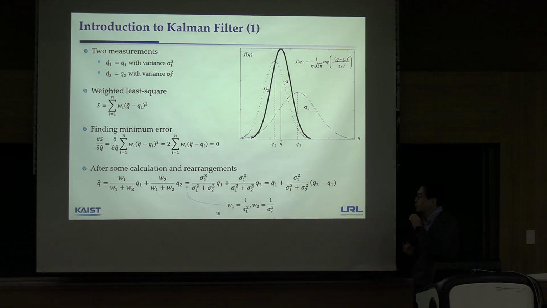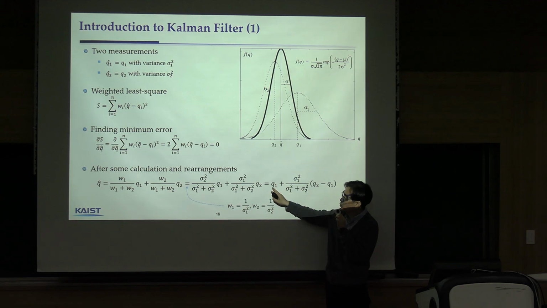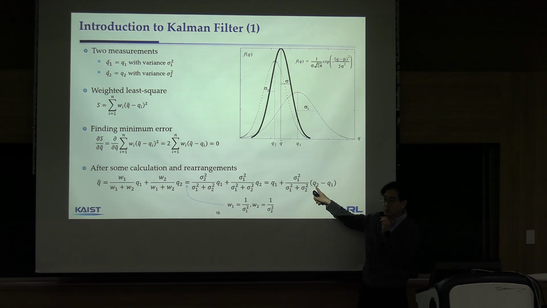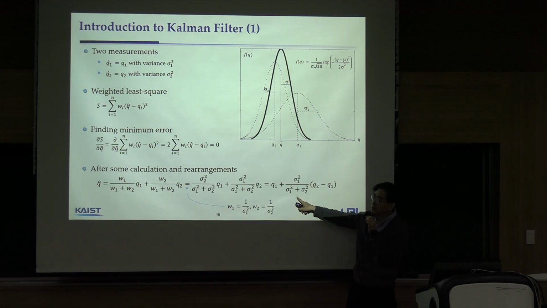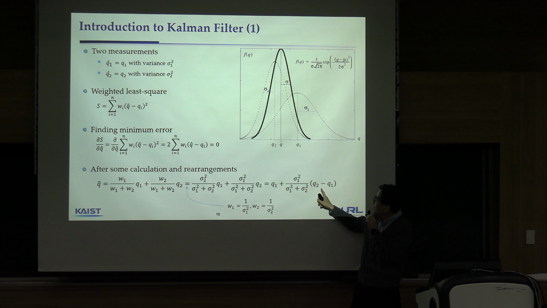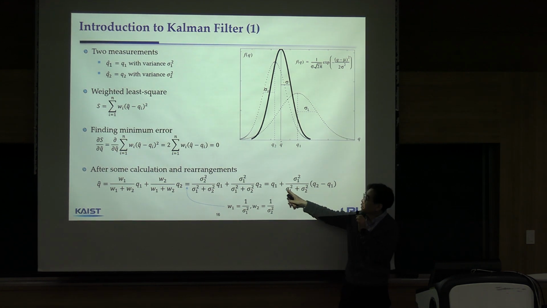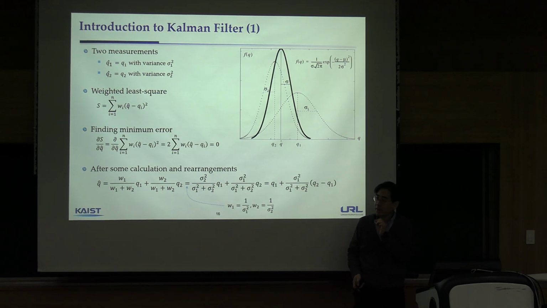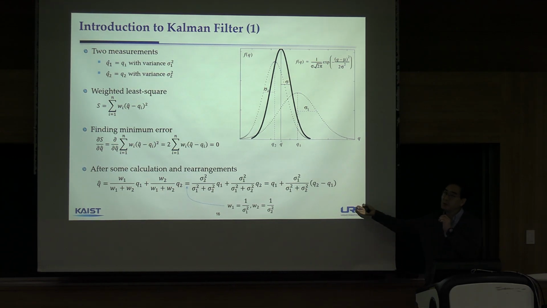So this result will be very, very important. From the previous measurement Q1, if the new measurement Q2 comes in, then you can simply multiply this factor with the difference between Q1 and Q2, and update Q1 to obtain the most optimal Q hat. This is a very, very important result. This is the Kalman filter actually.